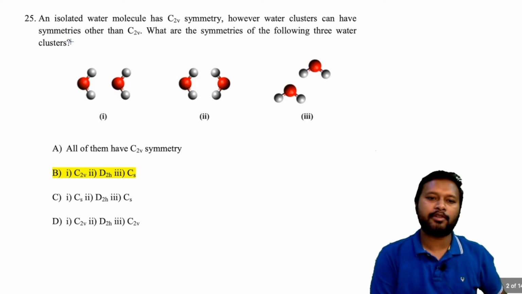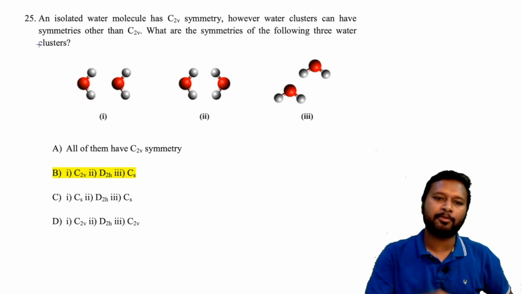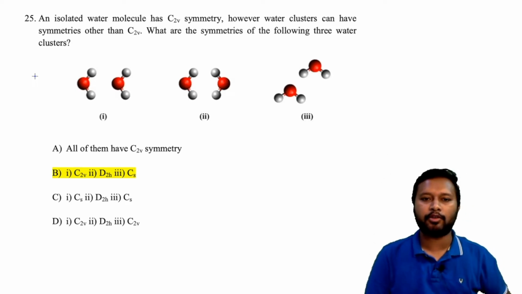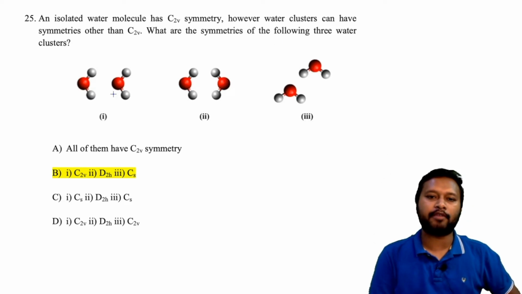Alright, so we'll start from this question. This was a question from your group theory. It says that an isolated water molecule has C2V symmetry, okay, C2V point group. However, water clusters can have symmetries other than C2V, okay, this much information is already given to you. Now it says what are the symmetries of the given 3 water clusters.